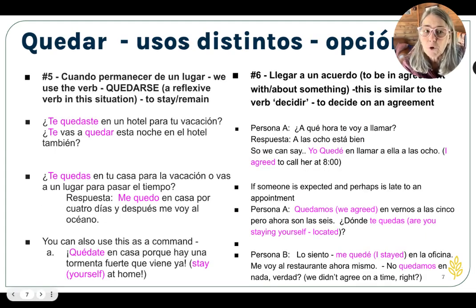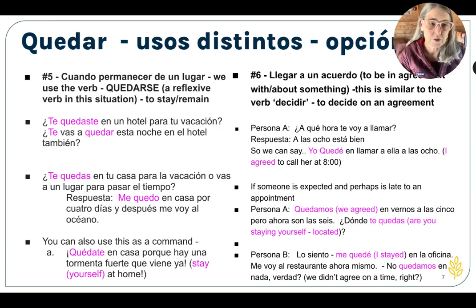Opción 5. Cuando permanecer de un lugar. So we use this to say we are going to stay. We are going to remain at a place. This is a reflexive construct. So in this one, this is used frequently. And so you say this is in the past tense. There's some present. There's some command. So te quedaste en un hotel para tu vacación. Sí. Me quedé, me voy a quedar, or whatever. Te vas a quedar esta noche en el hotel también.